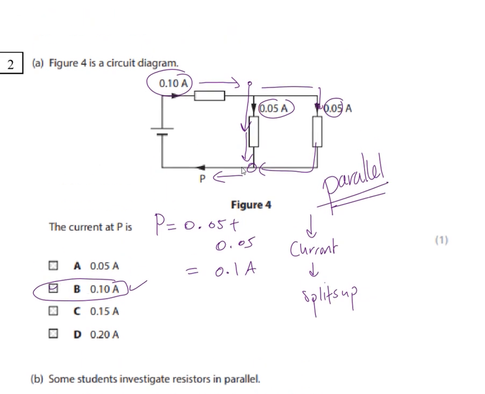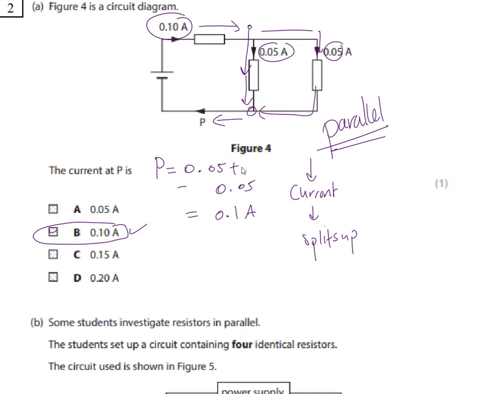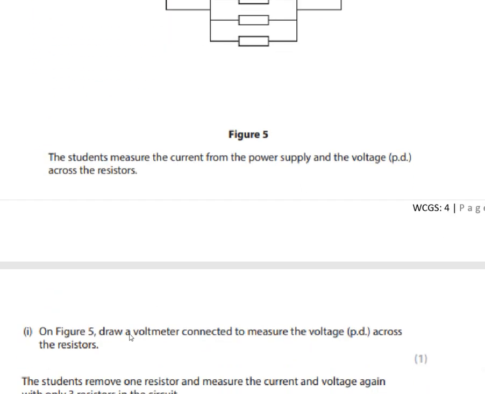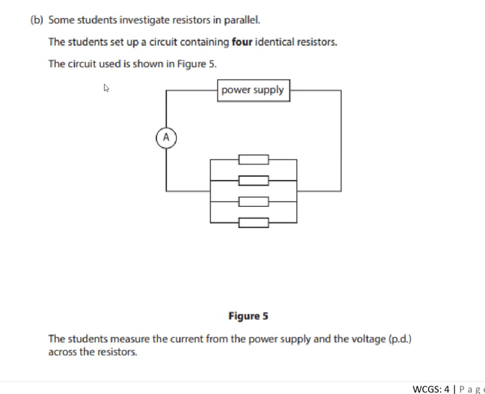Okay, so this is something we did last year, year 10 again. So you need to make sure that you remember the rules. And here we go again. So we have 1 mark to draw voltmeter across the resistors. Okay. Now let's take we've got 4 identical resistors there. So for all those 4 identical.